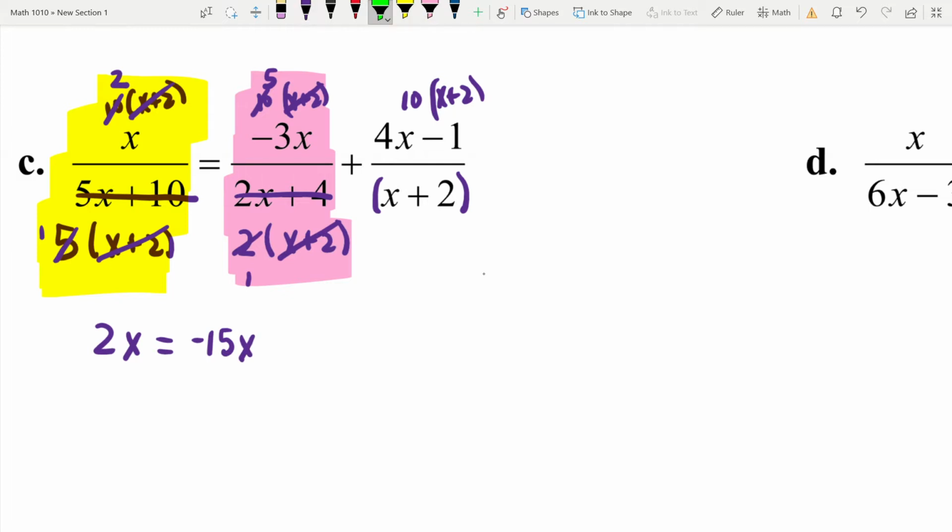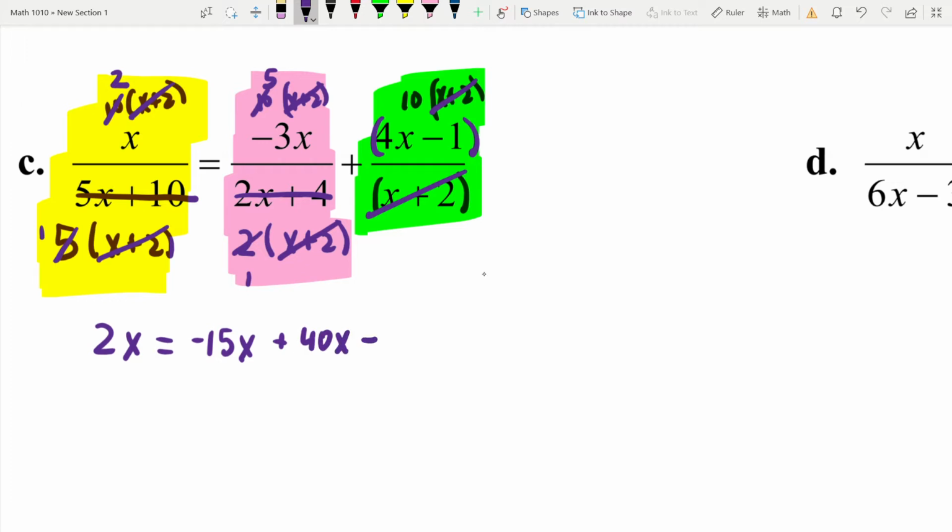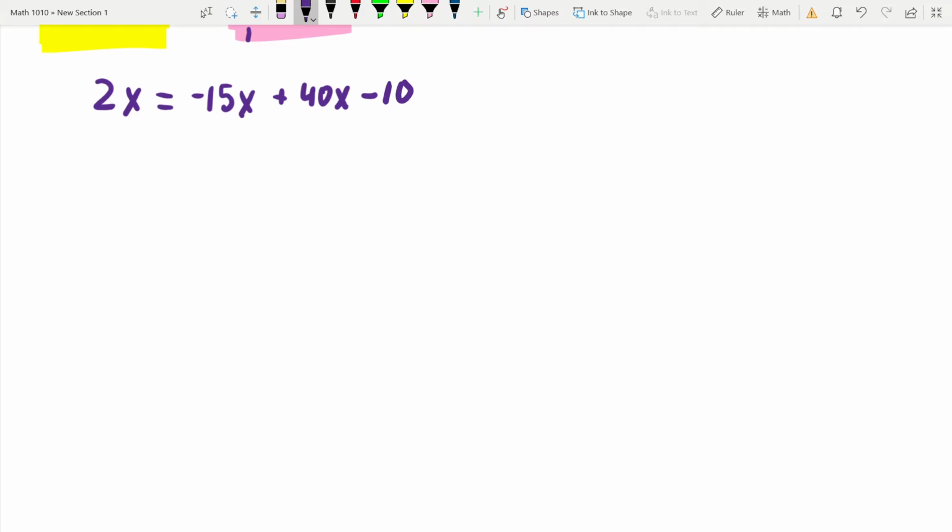Look at the last one. The x plus 2 cancels with the x plus 2. The 10 gets distributed to 4x minus 1. So distribute, and I get 40x minus 10. Okay? 40x minus 15x is 25x minus 10 equals 2x. So I just added those together.